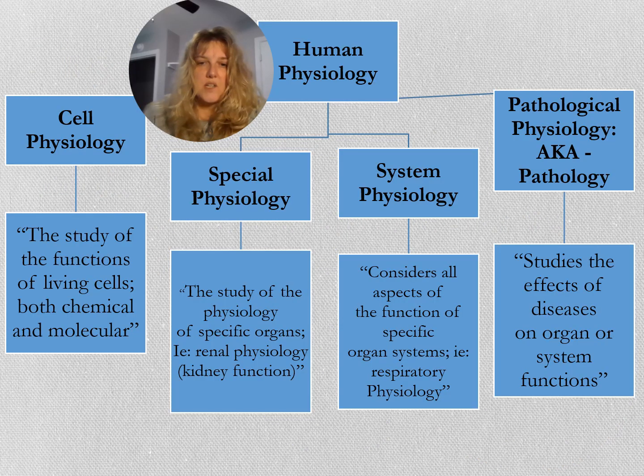So if we were going to box these up, you would have cell physiology, where you're looking at the cells, special physiology, which is looking at specific organs, and an example of this would be your kidneys. System physiology, so that's where you're looking at all aspects of the functions of organ systems, such as respiratory. And then you have pathological physiology, or pathology, which is the study of the effects that disease has on the body.